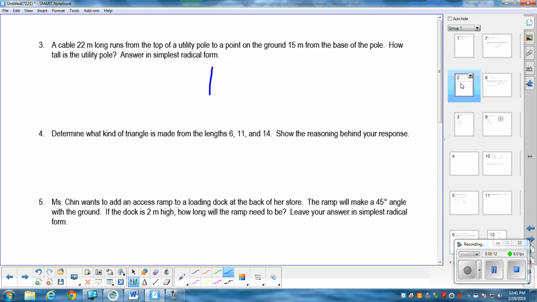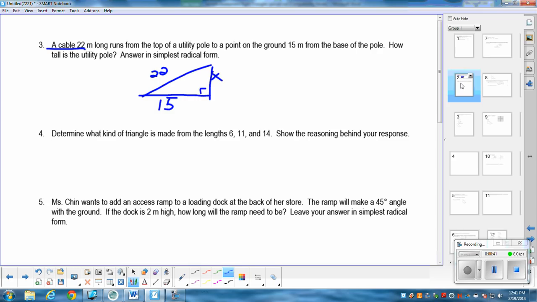Here's our utility pole. It runs to a point on the ground, and there's a cable going from there to there. This, around the ground, is 15 meters. We know the cable is 22 meters because it says so right here. And we would like to know how tall the utility pole is.